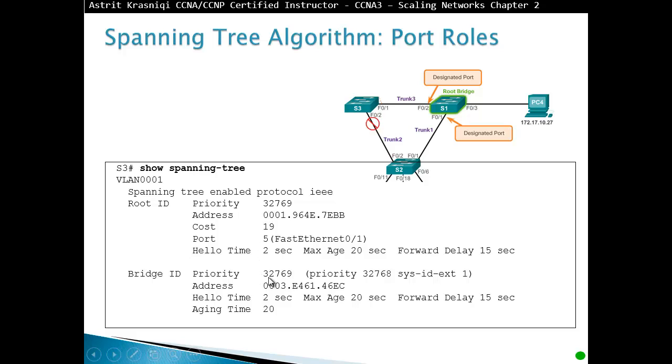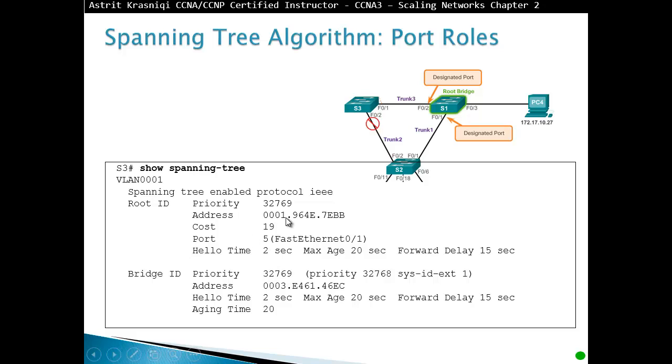So both switches have the same priority, 32769, which is 32768 left at the default plus 1 for VLAN 1. You can see here, priority 32768 plus system ID extended is 1, which is VLAN 1. That's why 32769. So the first thing, there's a tie. We can't find out the root bridge just from looking at that information. So we have to look at the MAC address.